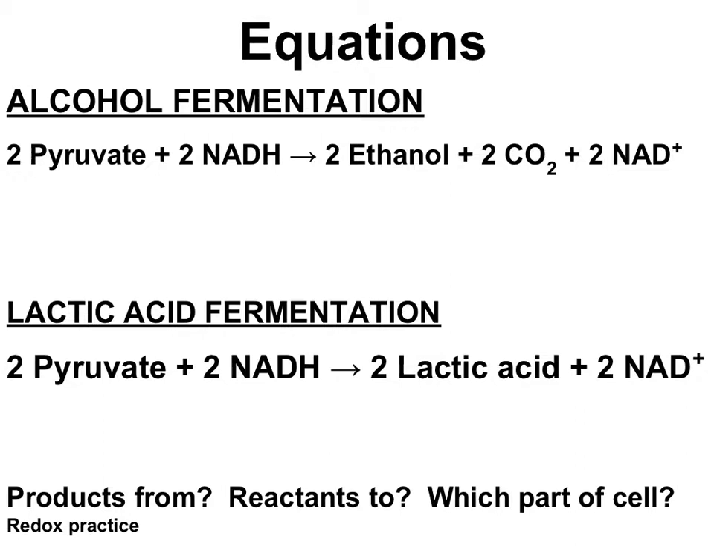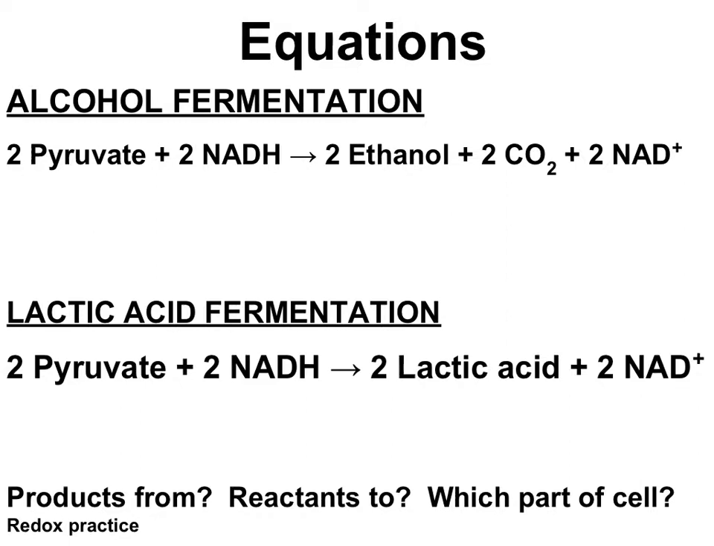We need to think about where these reactants are coming from. For both pyruvate and NADH, the source was glycolysis, and we need to remember where the products are going. For both of these, NAD is going back to reaction 6 of glycolysis. As for the other products, ethanol, carbon dioxide, and lactic acid, they can all just diffuse out of the cell as waste products.